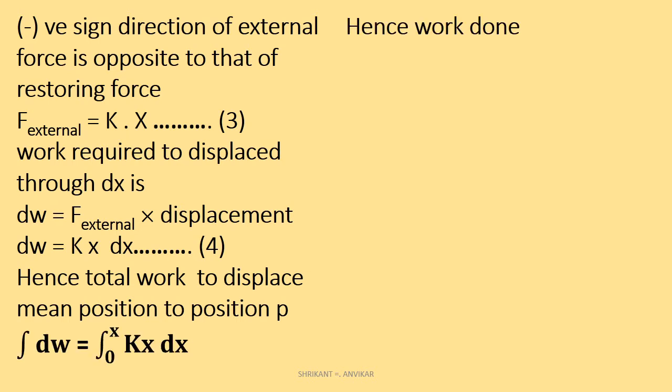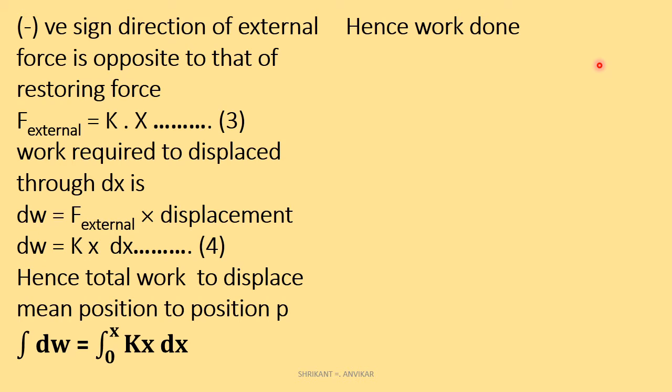Therefore we now calculate the work done. k is a force constant, taking it outside the integration, we get k times the integration of x dx. Now when we solve this, we get k into x square upon 2, where x varies from 0 to x. In this way we calculate the work done.